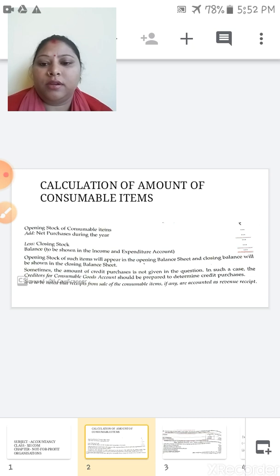First of all, look here. Opening stock of consumable item, add net purchases during the year, less closing stock. Opening stock and closing stock you know. For any item, you have to subtract the closing stock from the opening stock. If any purchases are given, you have to add. Here, net purchases in the format means cash purchases plus credit purchases. Okay.